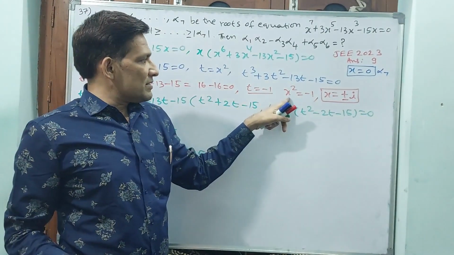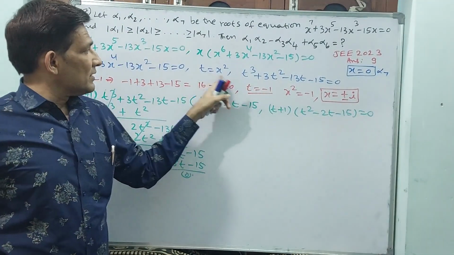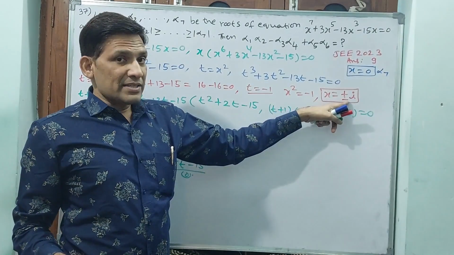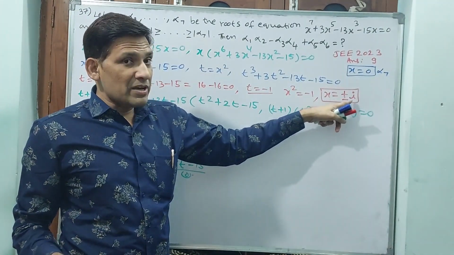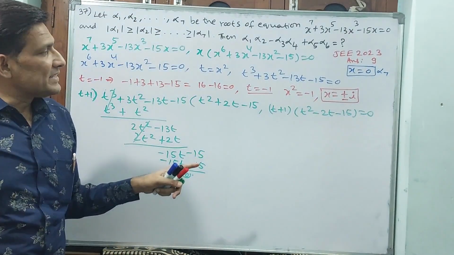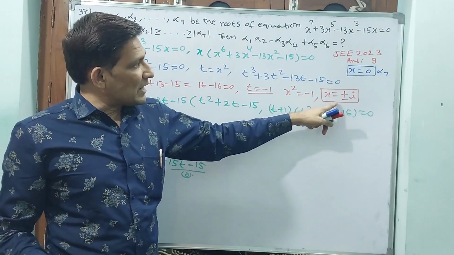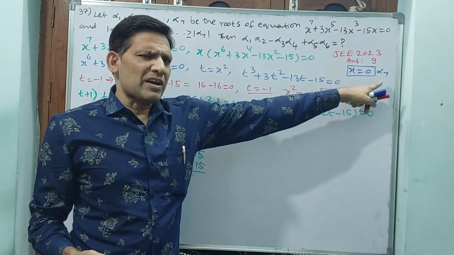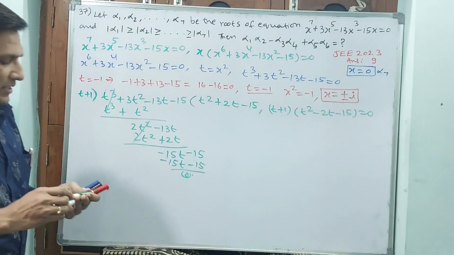T is equal to minus 1, x square is equal to minus 1, then x is equal to plus or minus i. See here, two roots are there, whether these may be alpha 6 or alpha 7 we don't know. Let us conclude, then only we will decide. Okay, but I have written, I have boxed all roots. Alpha 1, alpha 2 and all afterwards also we will write. Okay, that is not a problem.